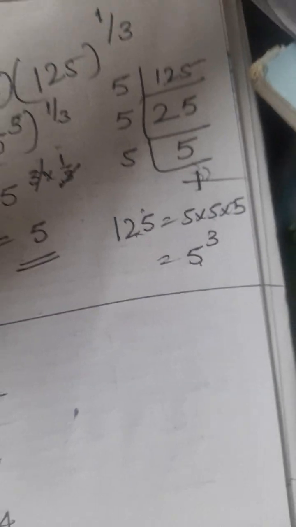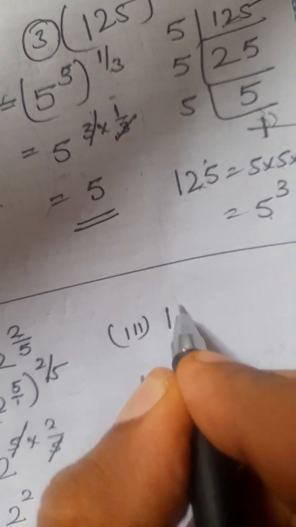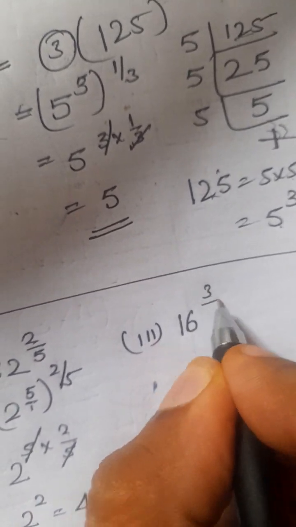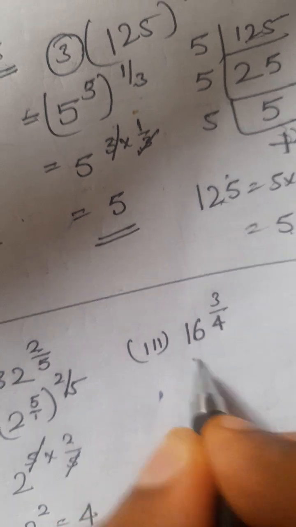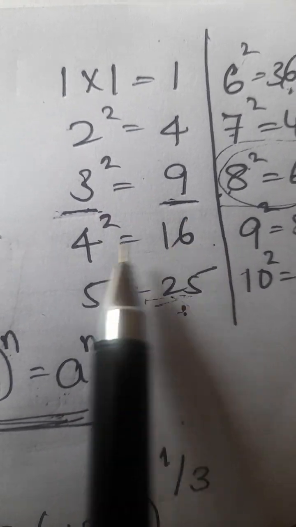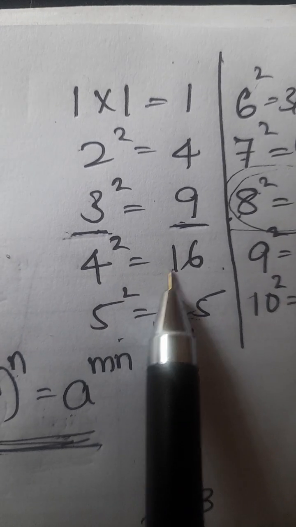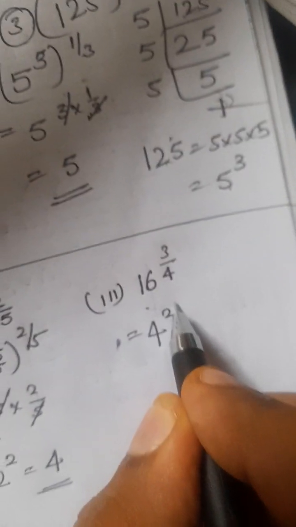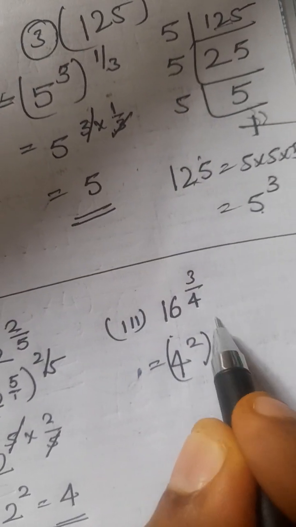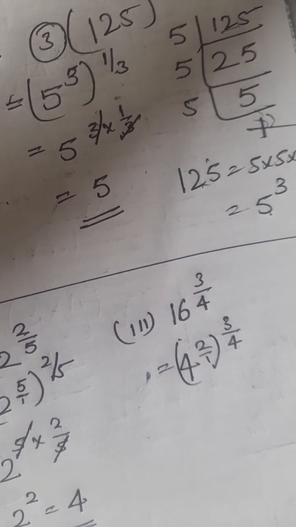Okay. The next sum is 16 to the power 3 by 4. The moment you see 16, it is a perfect square of 4. So I will replace 16 as 4 square, so 4 square to the power 3 by 4. Square is nothing but 2 by 1, right?